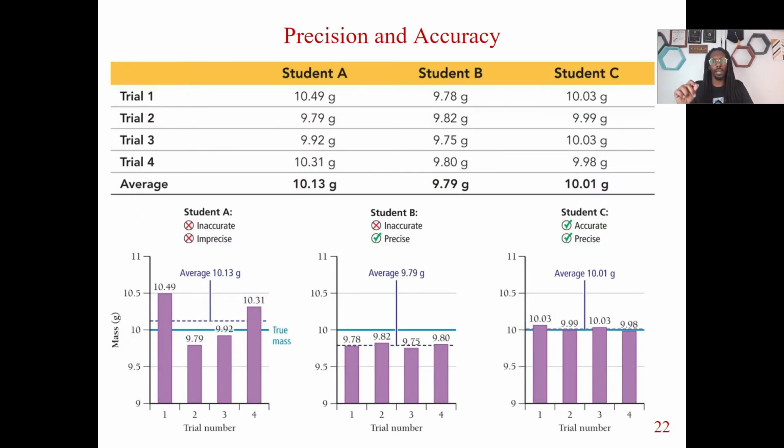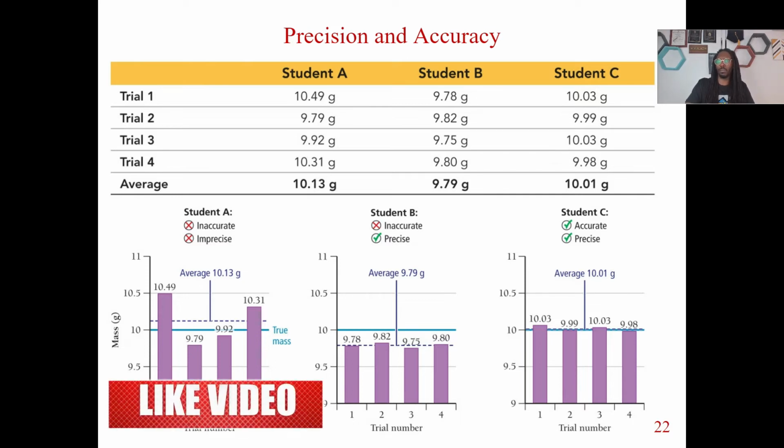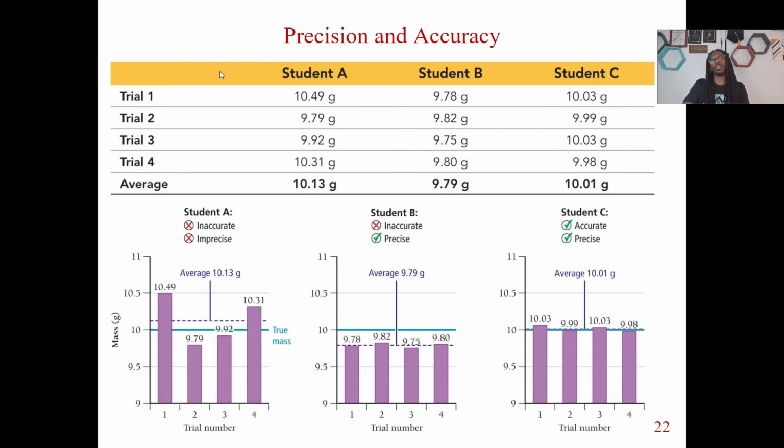We're trying to measure something out again. For instance, we're trying to get 10 grams. We have 3 different students: student A, student B, and student C. They all get 4 trials to measure out 10 grams precisely and accurately. So student A does their first trial and gets 10.49 grams.